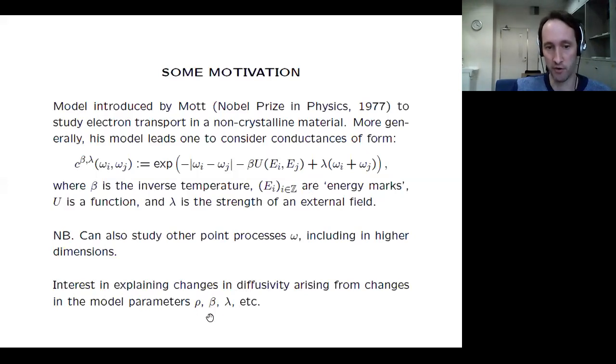And I guess his main focus was actually on the temperature parameter too, but of course it's natural to ask about the effect of all the parameters in the model. I should also say that I'm talking about the one-dimensional model. Of course, it's very easy to generalize to other point processes omega here, and in particular put these in higher dimensions too. So you can easily just put down the Poisson process on R^d and ask the same kind of questions.